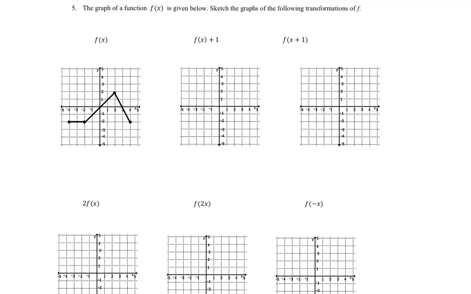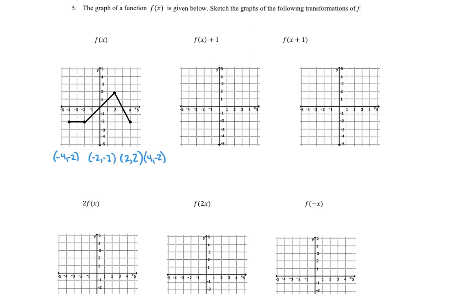This is the fourth video to section 3.5. Let's say the graph of the function is given below. First, let's write down our key points. We'll notice we have a point at (-4, -2), (-2, -2), and we'll have a couple more.